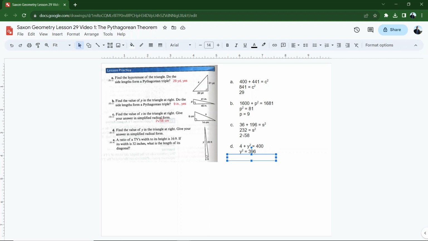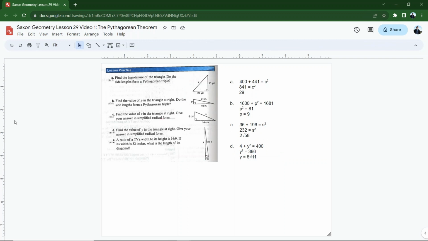So what is 396 divisible by? You may not know this. You'd probably have to do some work to figure this out, but 396 is divisible by 36. It's 36 times 11. And then if it's 36 times 11, I could say that the square root of 396 is the square root of 36 times the square root of 11. And then I can simplify the square root of 36, and this becomes 6 times the square root of 11.